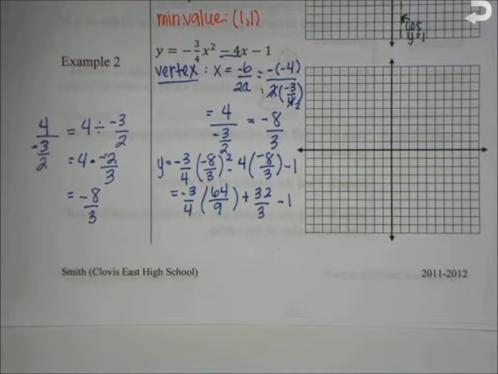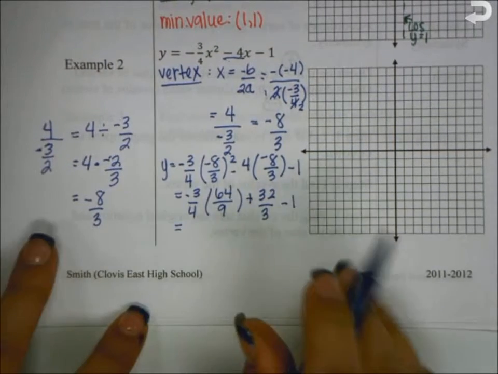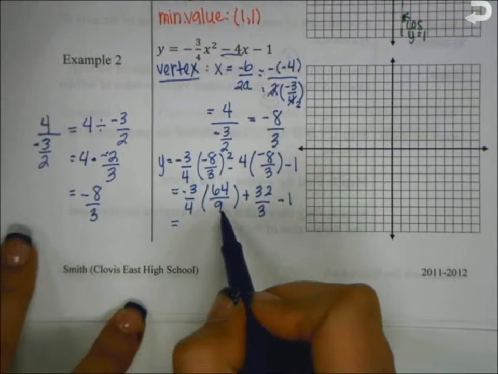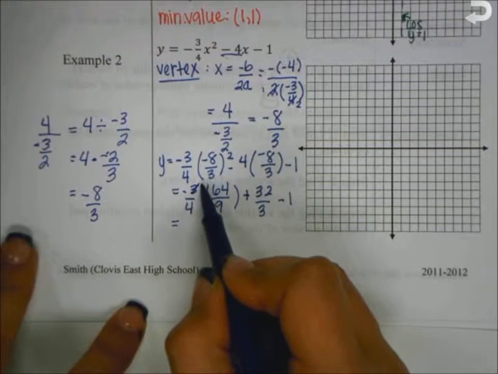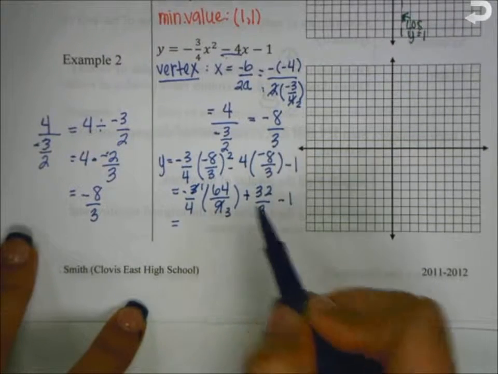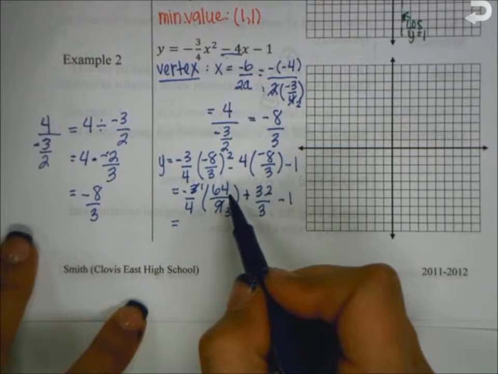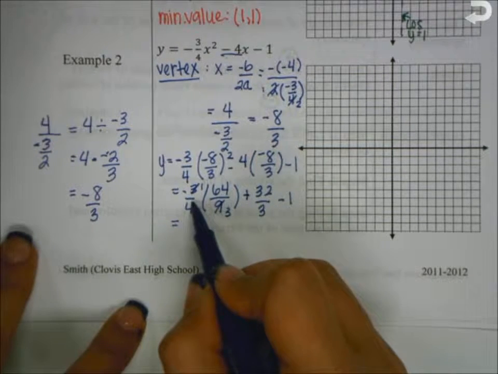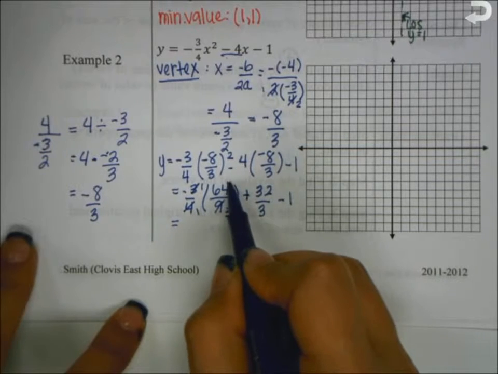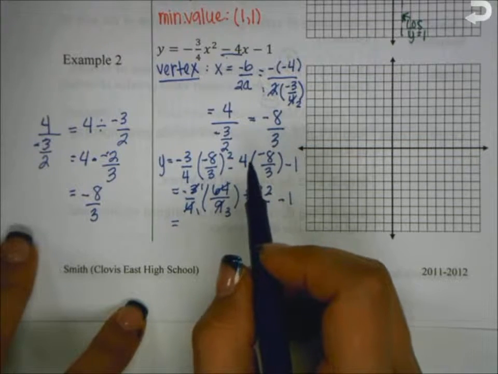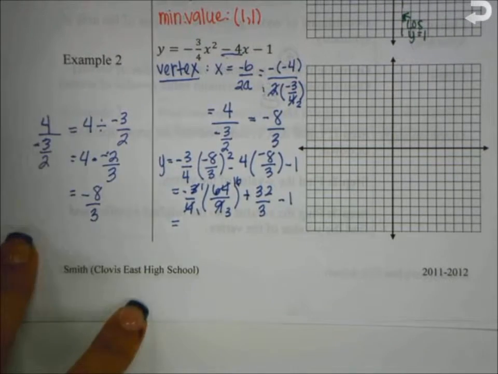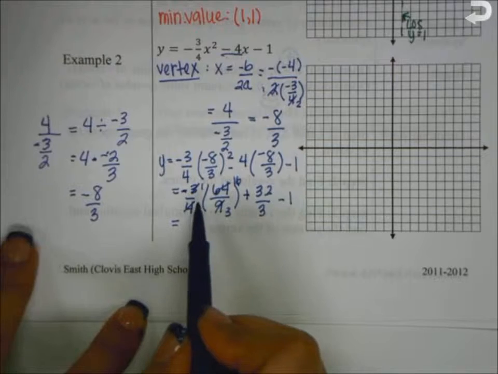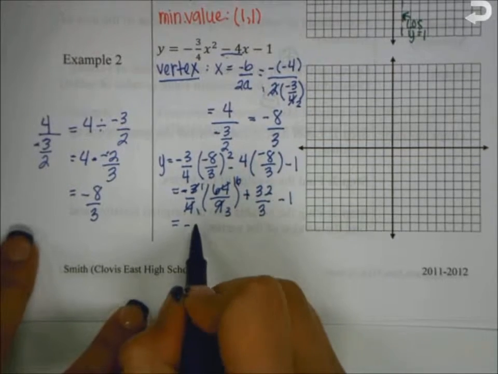Okay, let's keep going. Let's multiply these guys. First of all, does this reduce at all? 3 goes into 3 how many times? Once. 3 goes into 9? 3 times. What about 4 and 64? 4 goes into 4 once, and 4 goes into 64? 16. So we have negative, remember that negative out here, negative 16 over 3 plus 32 over 3.